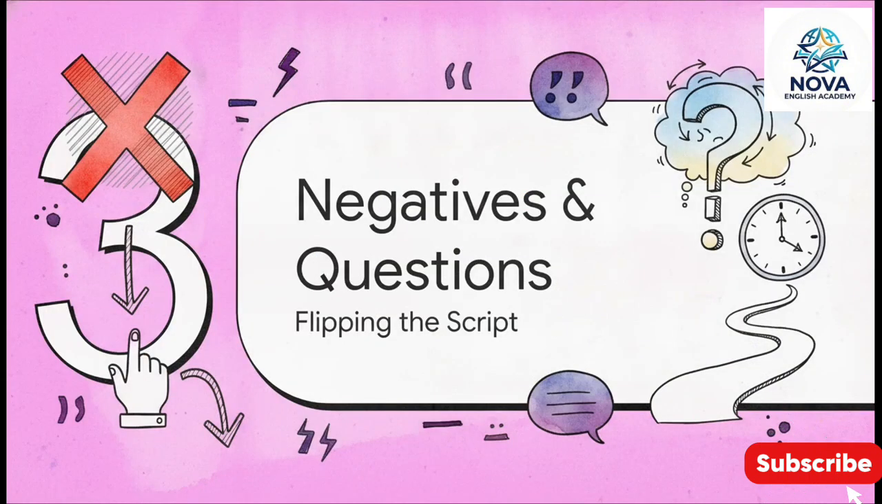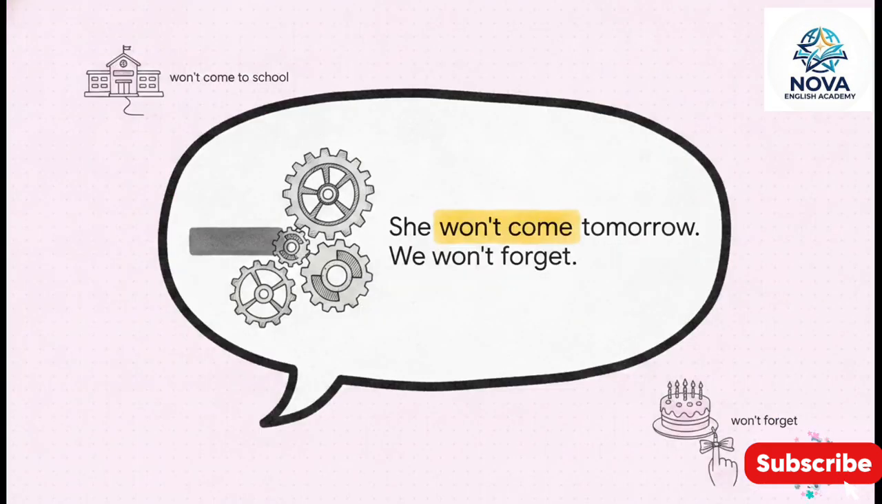Okay, Section 3. Negatives and questions. Flipping the script. But hey, what happens when we need to say no? Well, turning statements negative requires just a tiny little shift in our formula. It's your subject plus will not, or much more commonly, the contraction won't, plus your base verb. So instead of saying she will come, you just casually say, she won't come to school tomorrow. Or making sure someone knows, we won't forget your birthday. Using won't is basically how native speakers actually talk.